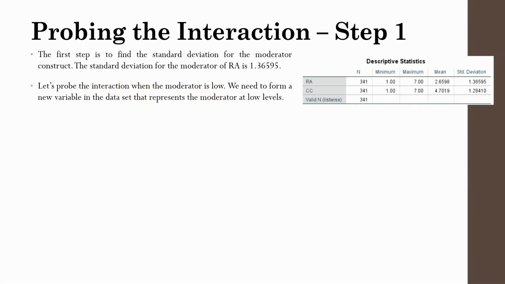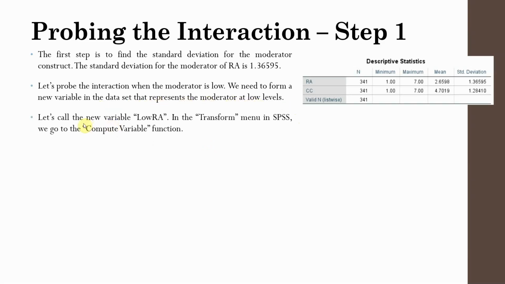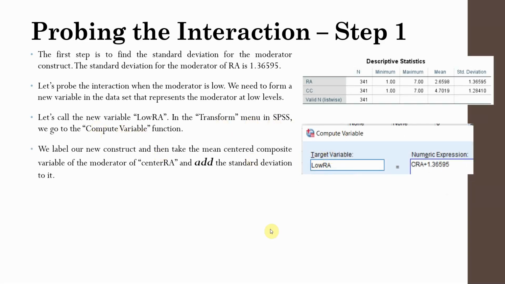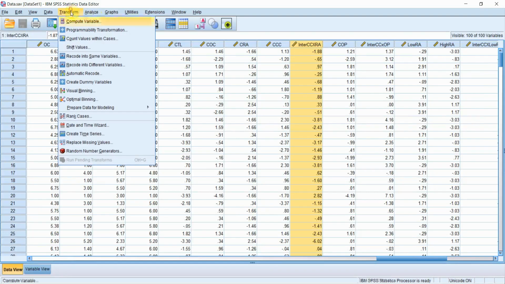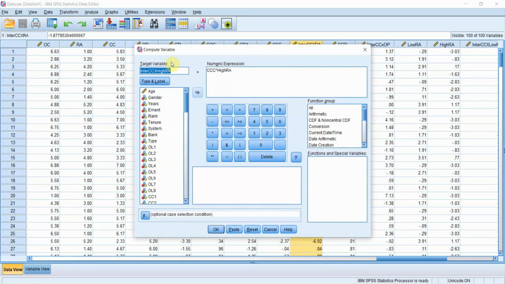Let's find out how your relationship changes when your moderator is low. We need to form a new variable in the dataset that represents the moderator at low level. Let's call the new variable low RA, that is, low level of role ambiguity. In the Transform menu in SPSS, we go to the Compute Variable function. I'm going to do it as well. Go to Transform, Compute Variable. Let's name it low role ambiguity.